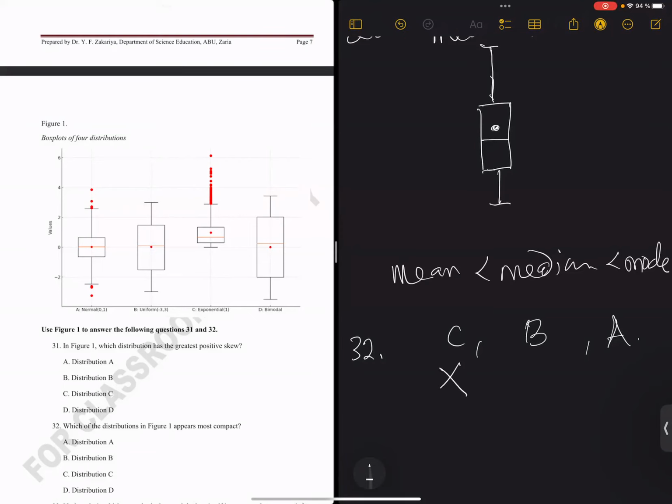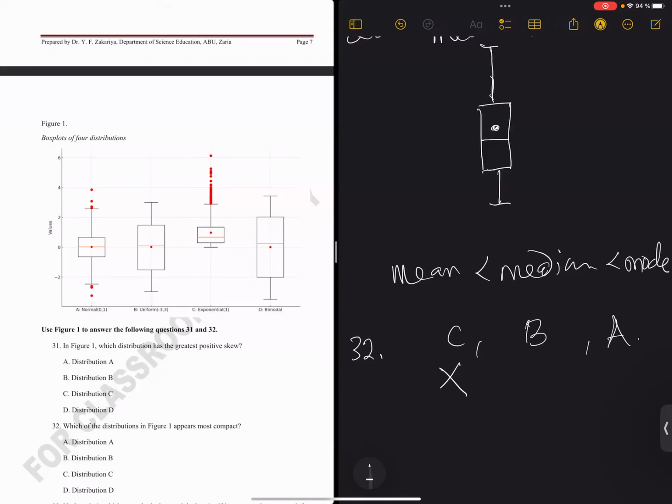So we now have A and B left. We all agree the answer cannot be D, because D is actually negatively skewed. It is not compact. So which one is now the answer between A and B? It should be B. A doesn't look promising, it has outliers. B, because the skews, the whiskers, are almost the same length.